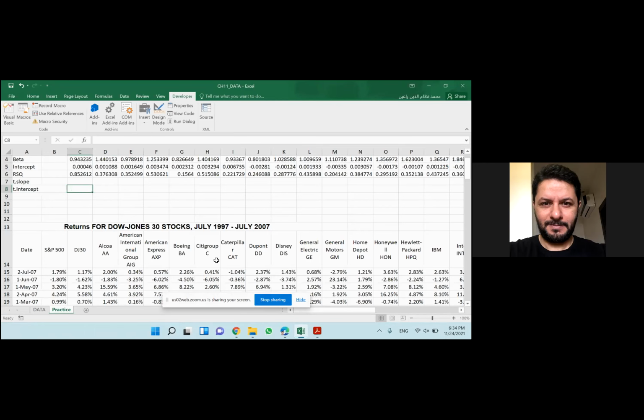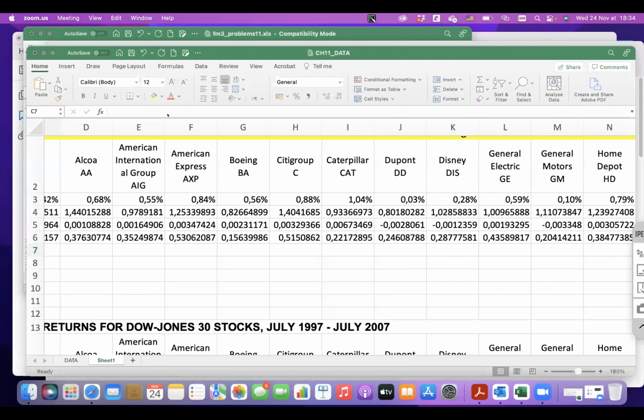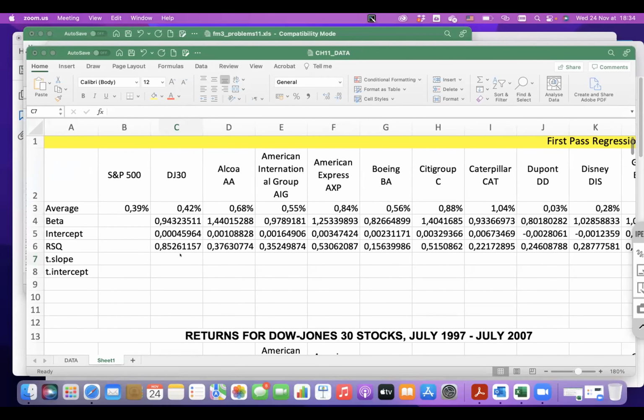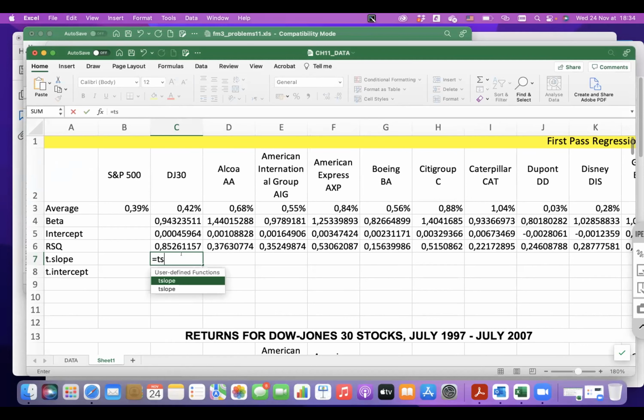So please close your screen, Ramzi. So I hope everyone has added the new Excel add-in to their Excel file. Now you are supposed to be able to find the two functions. Now, if I type equal TS, automatically I have the T-slope function, which has been added here in your Excel.